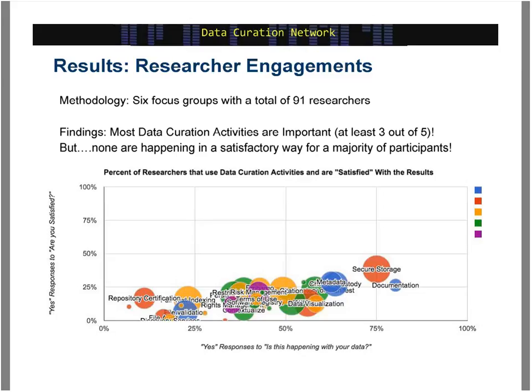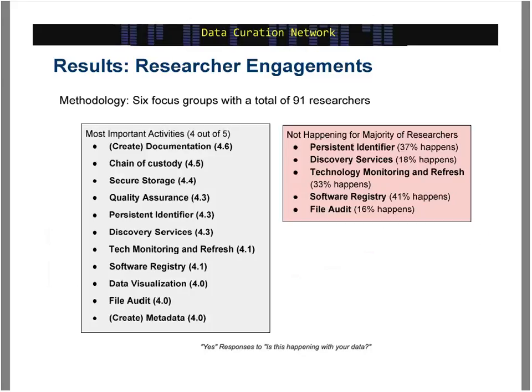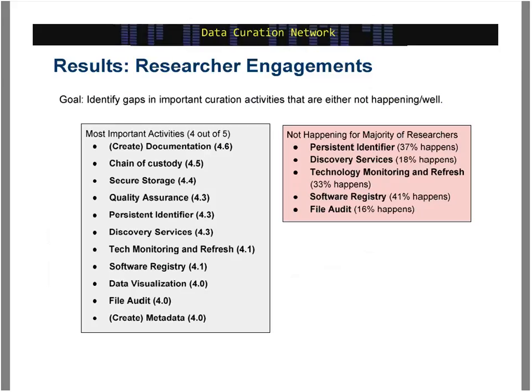So you'll see that axis, are you satisfied, on the left is not, you're not seeing a lot of things bubble up to the top. So there's a lot of room for improvement, and I think university libraries have a really great opportunity here. And here's some of that data for the most important activities. These are the top 10 activities that researchers really find important, but it's not happening for a majority of researchers.